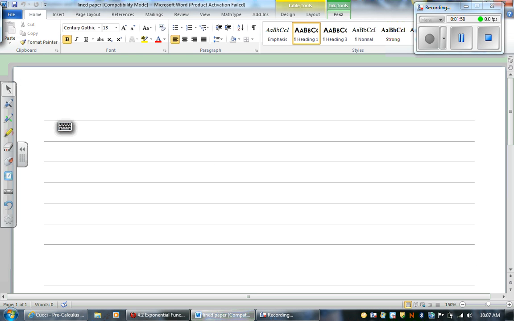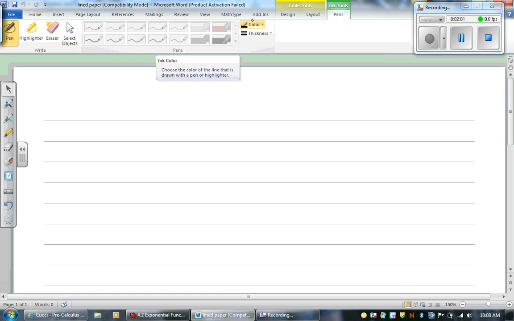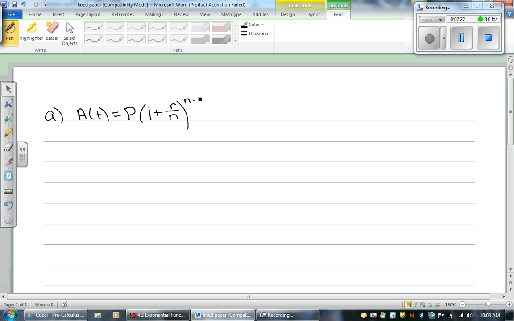So, again, we have our formula, and this is for part A. We've got A of T equals P, meaning the principal, 1 plus the rate divided by the number of times compounded per year, raised to the number of times compounded times how many years. Okay. We want to find a function for the amount to which the investment grows after T years. So we're going to be keeping this T. We want to know how many per T years.